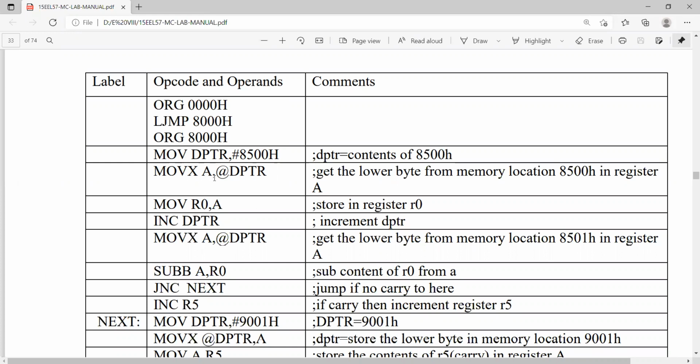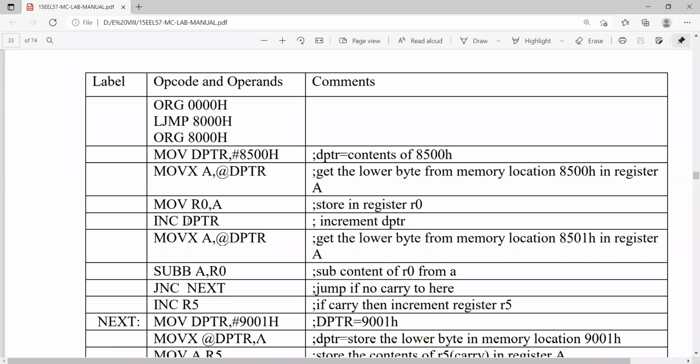And this value, this is the first data. That first data you can transfer to R0. So R0 is your first data. Then increment this data pointer, that is 8501, for the second data. That second data you can load it now. So increment DPTR, it will move to 8501.